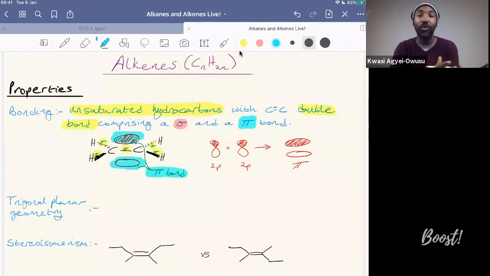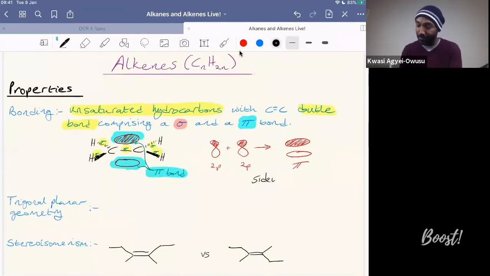Sigma bonds are formed when you've got head-on overlap of two s orbitals, or head-on overlap of two p orbitals. This time round, we need sideways overlap of our p orbitals to form a pi bond. So sideways overlap is crucial. And as a result of that sideways overlap, you're going to get the pi bond shown on that page.